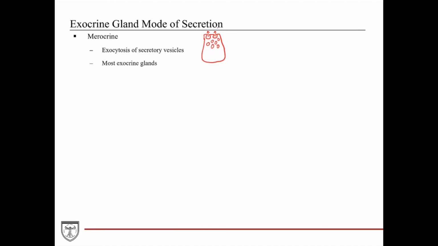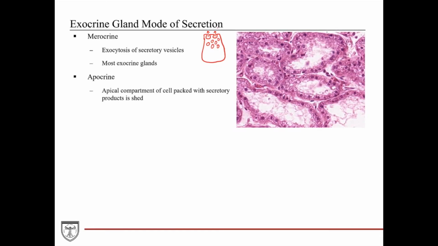And then we have the apocrine secretion. And this is when the apical compartment of the cell gets packed full of the secretory product. So something like this.